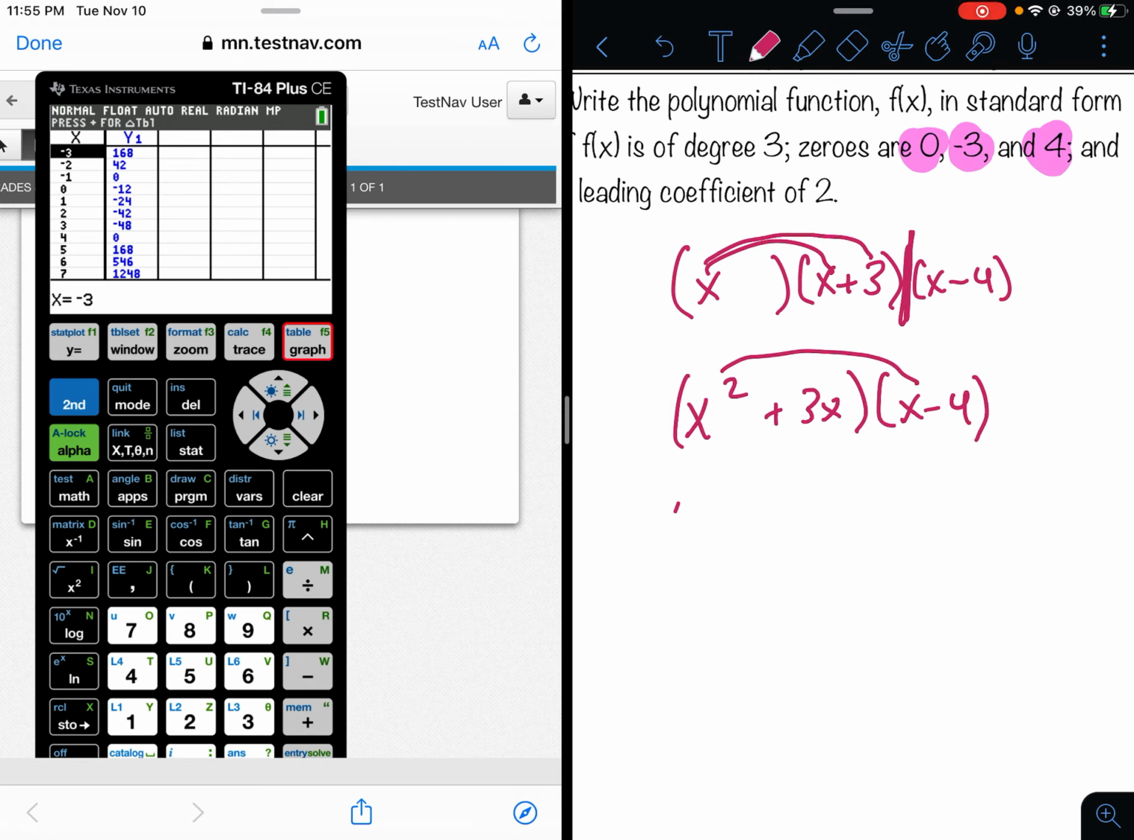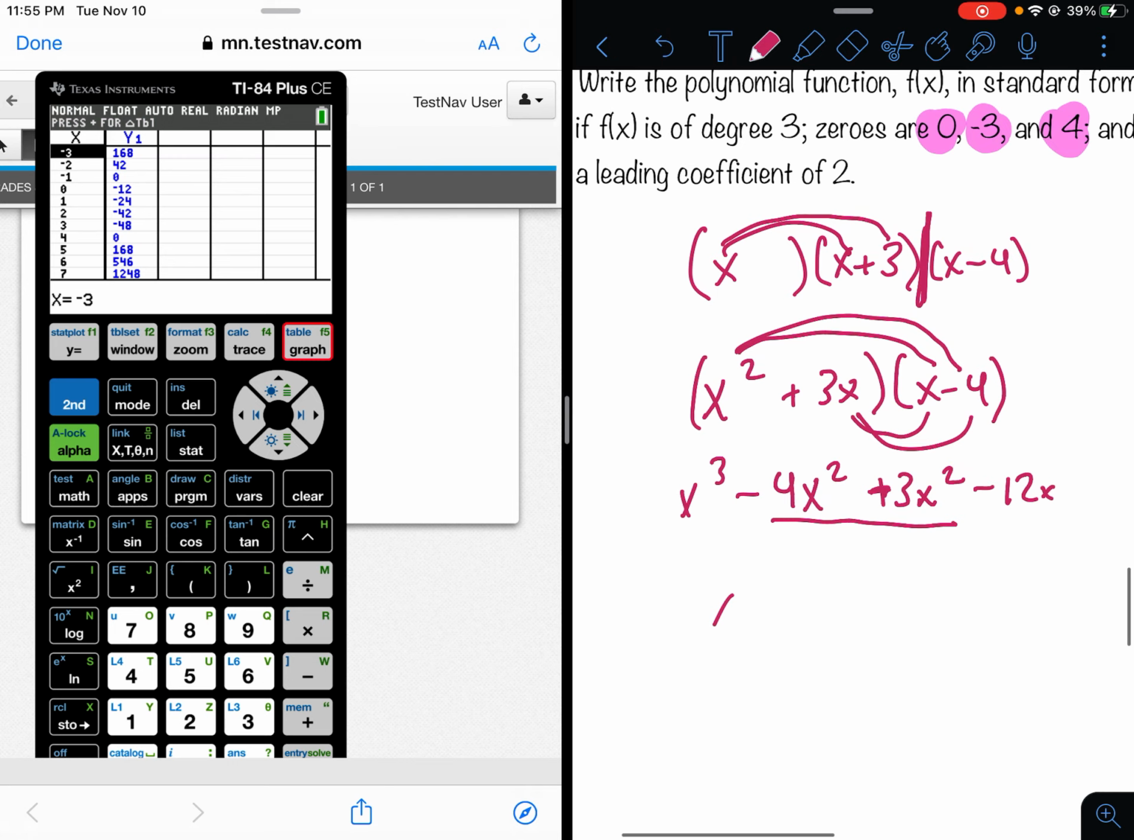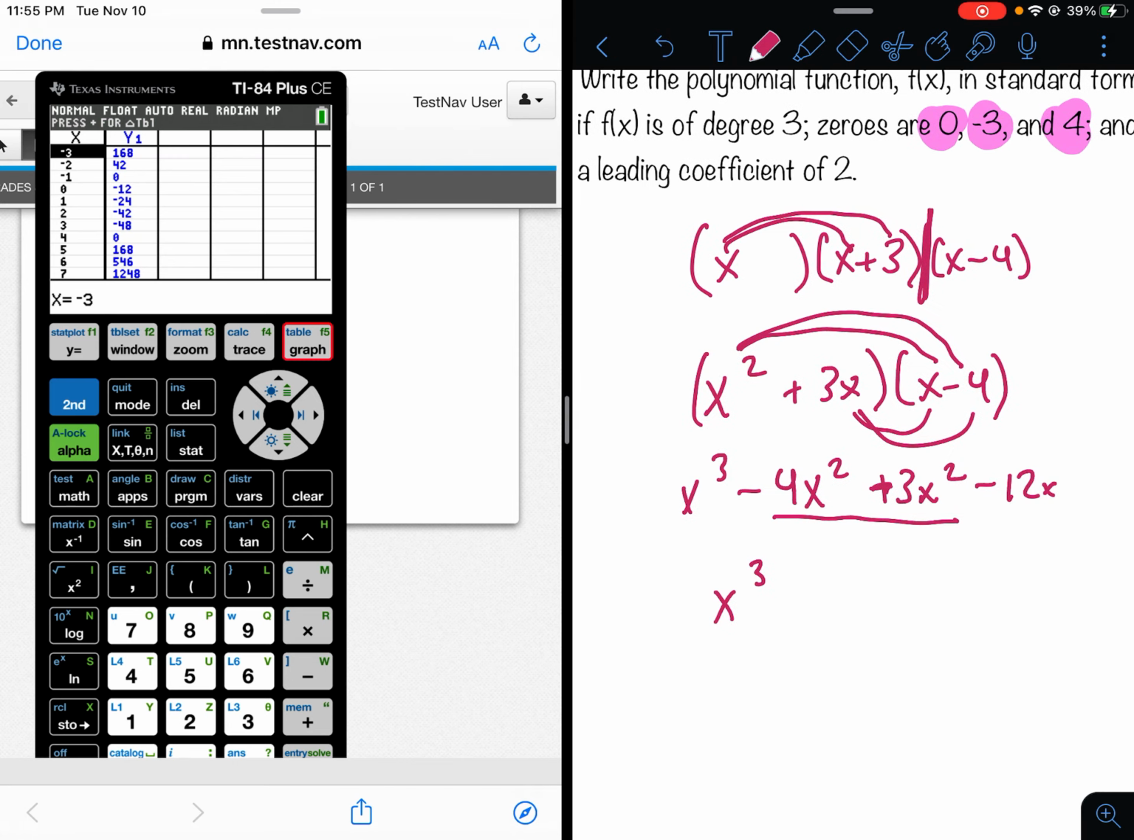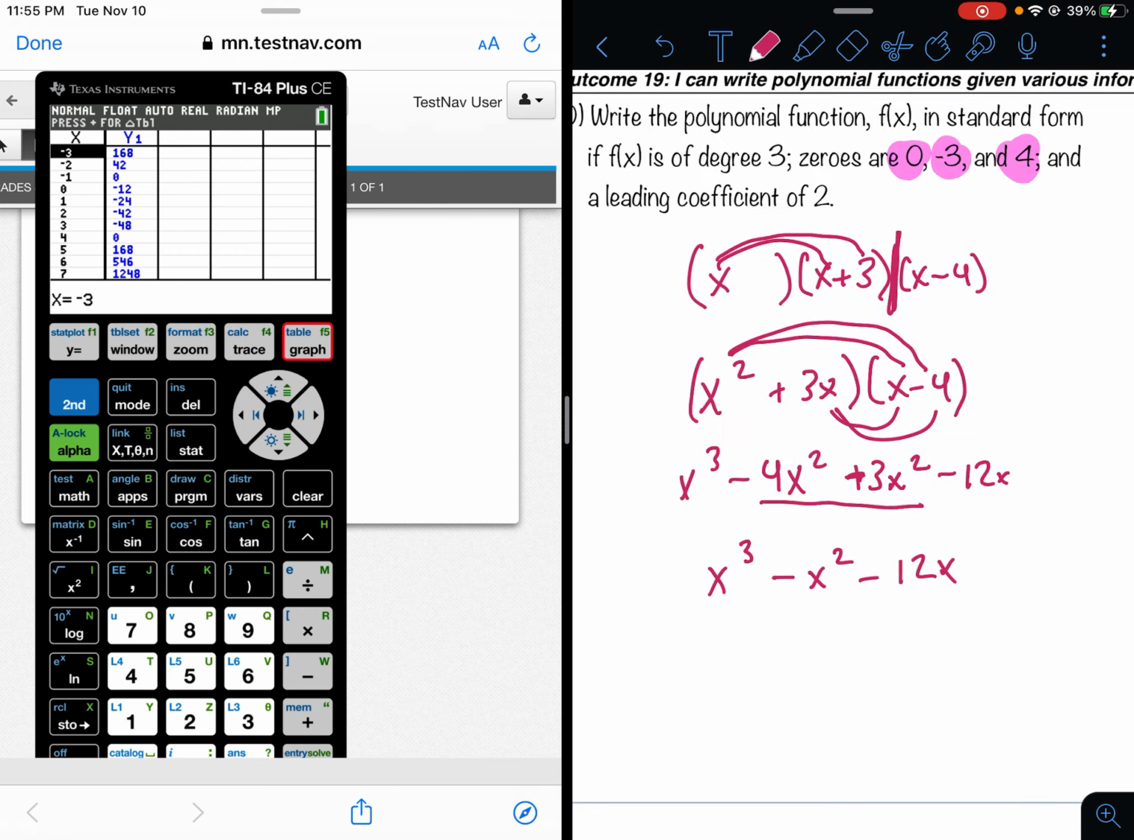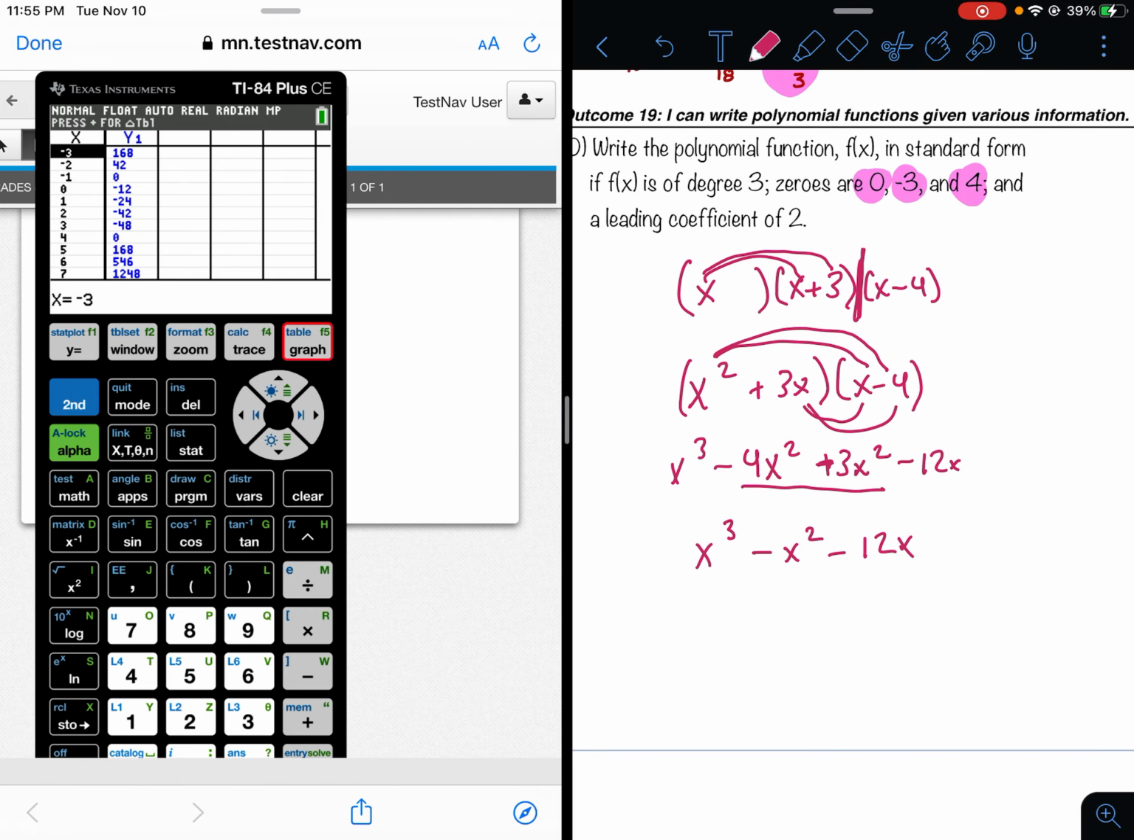and multiply these. X squared times x is x to the third. X squared times -4 is -4x squared. 3x times x is positive 3x squared. And then 3x times -4 is -12x. We can combine like terms here, and so I get x to the third. -4 plus 3 is -1x squared. And then minus 12x.